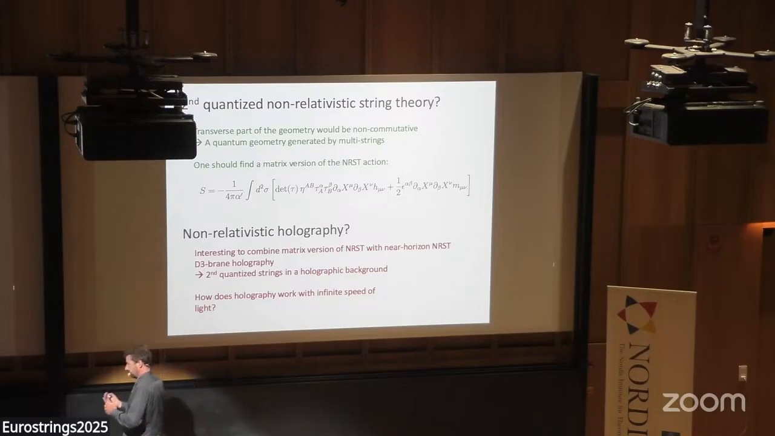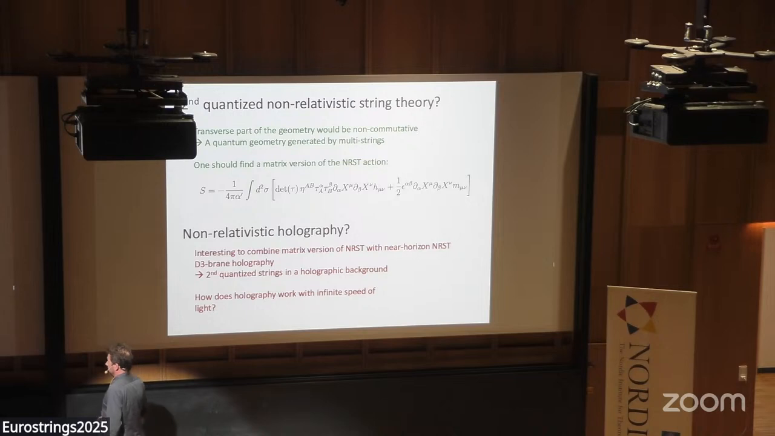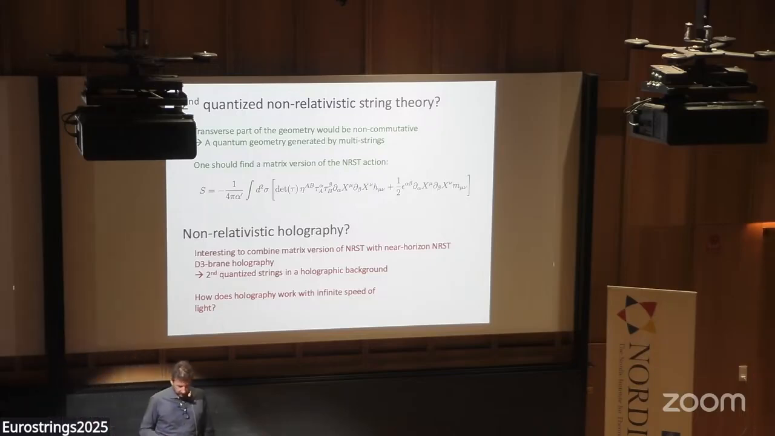And this would actually mean you, in this sense, maybe can go a bit further than relativistic string theory and learn about some parts of string theory that are more difficult in the full relativistic string theory. And one could also dream about combining this, for example, with this version of holography that I highlighted before. And for example, also study how holography works with an infinite speed of light.